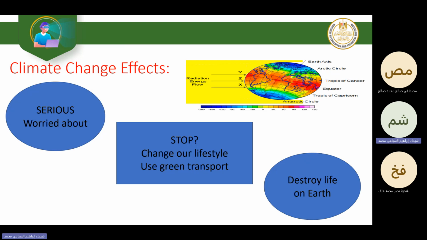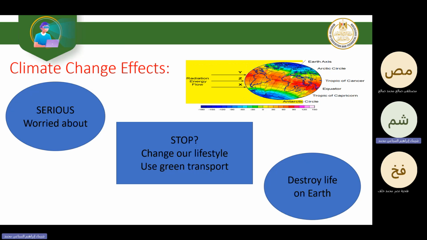How can we stop this climate change? We should change our lifestyle and use green transport, because climate change can destroy life on Earth. So, as we said, we can plant more trees, we can reduce air pollution and reduce water pollution, keep our water clean.